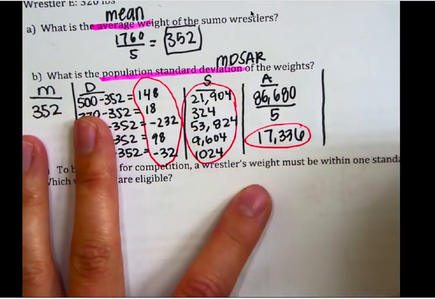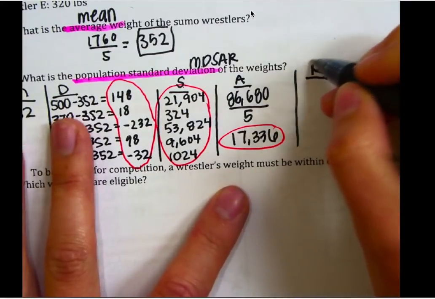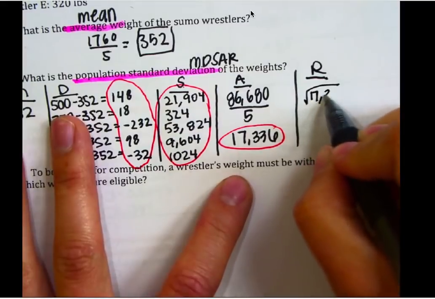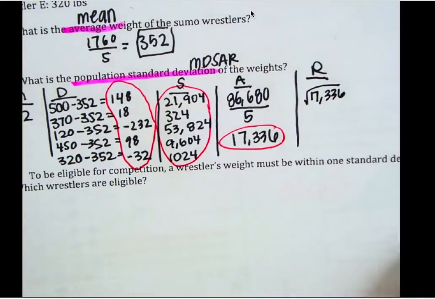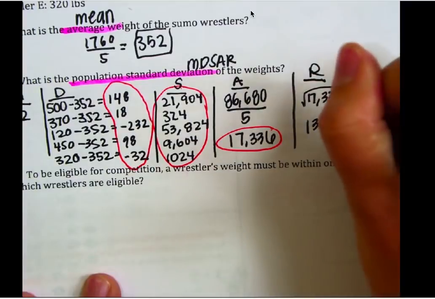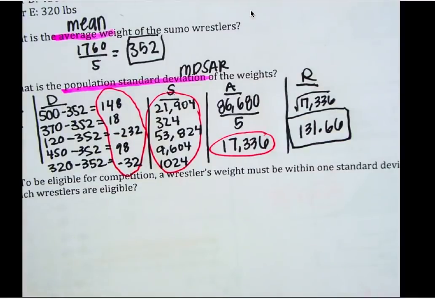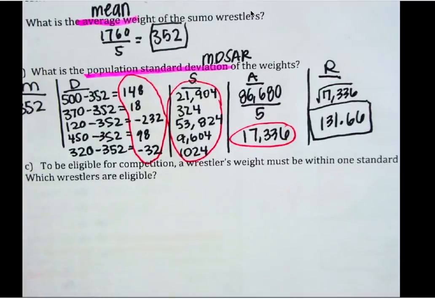So I'm going to take that number and do my last step. R stands for square root. So the square root of 17,336 gives me 131.66. We'll do 2 decimal places. That would be our answer. That's our population standard deviation.